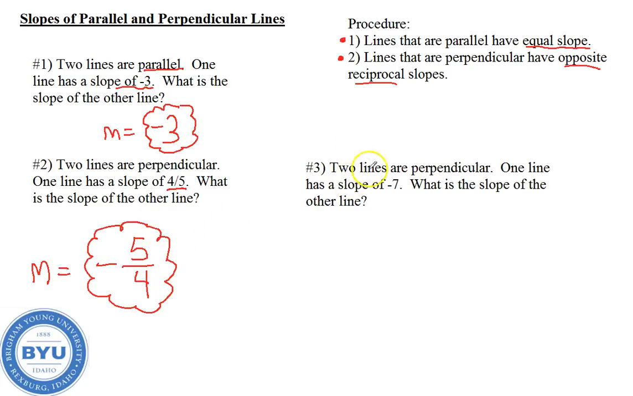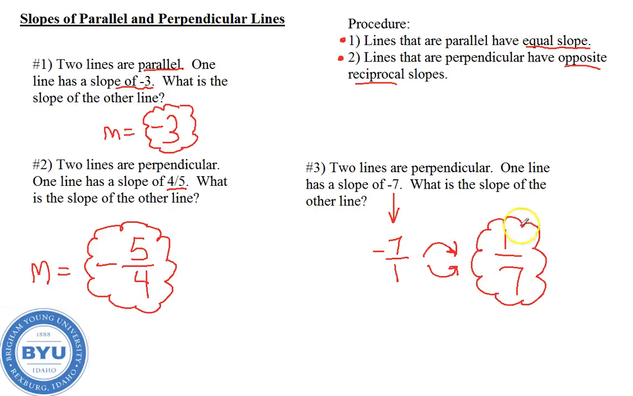Let's check number 3. 2 lines are perpendicular. One line has a slope of -7. What is the slope of the other line? Okay, so we've got -7. We've got to do opposite reciprocal. So what's the reciprocal of 7? It might be good to think of this number as -7/1. Any whole number can be divided by 1. 7 divided by 1 is 7. This might help us see what the reciprocal is. So now I can go ahead and flip this number. The reciprocal of -7 is actually 1/7, and we need to do the opposite sign. Since this is already negative, it would become positive, and our slope would be 1/7.